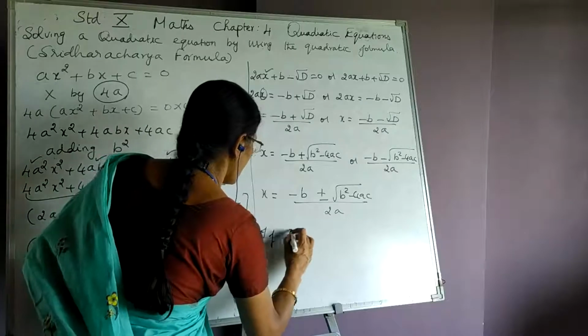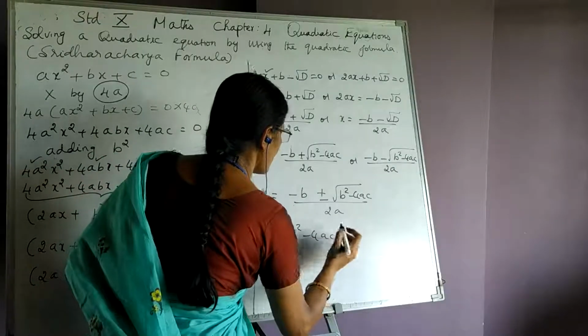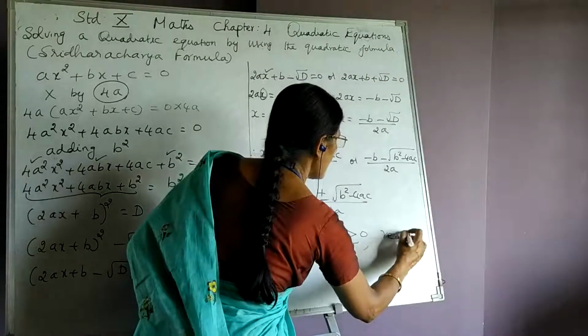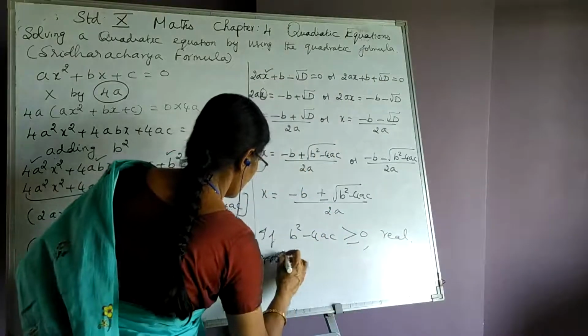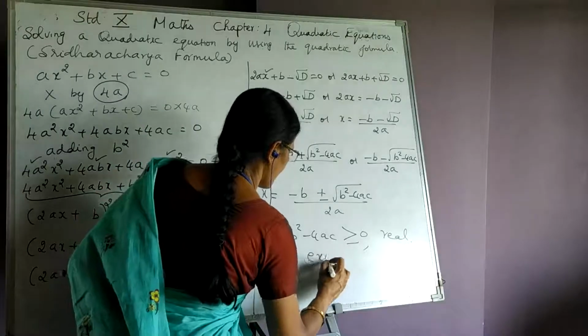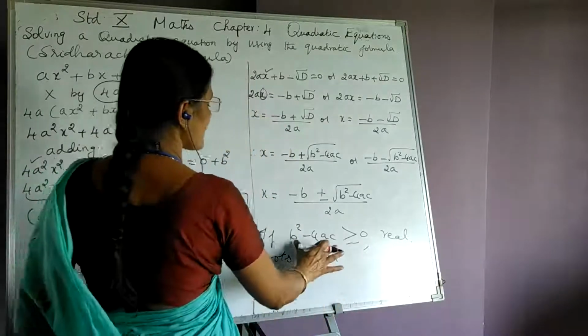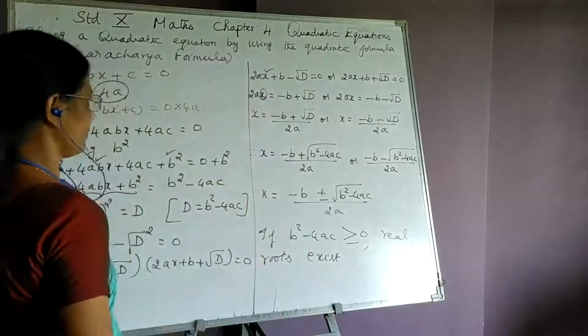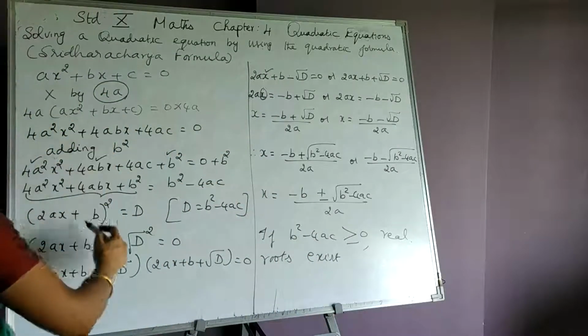Remember, if b square minus 4ac is greater than or equal to 0, real roots exist. If this is less than 0, we cannot find any real root. So this derivation also we should remember.